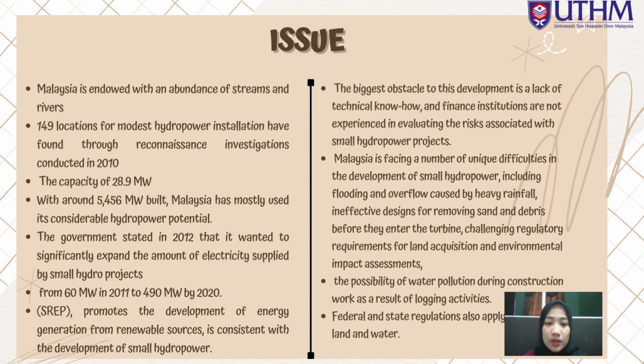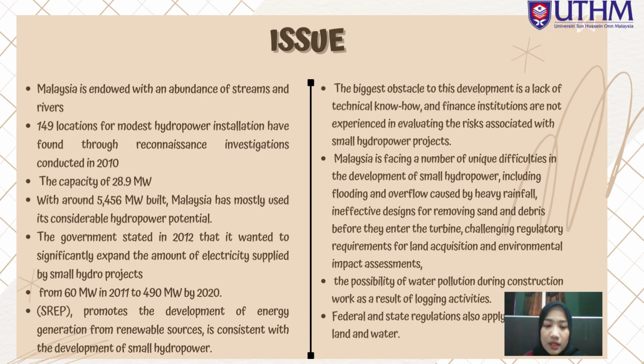Malaysia has an abundance of streams and rivers coming from the highlands due to its interior hills and mountains, and 149 locations for modest hydropower installation were identified in an investigation conducted in 2010, with an estimated capacity of 28.9 megawatts, which is around 50,456 megawatts. Malaysia has mostly used its considerable hydropower potential.